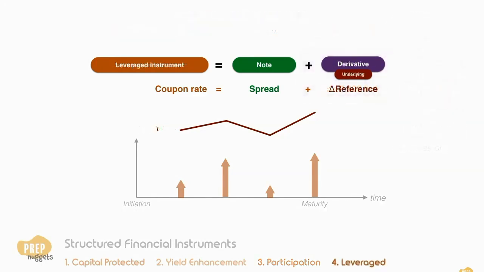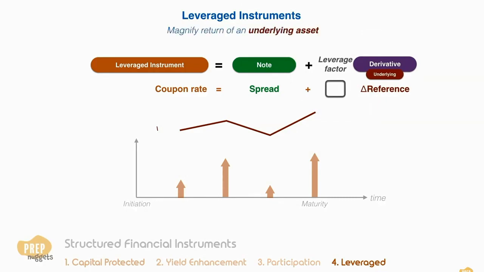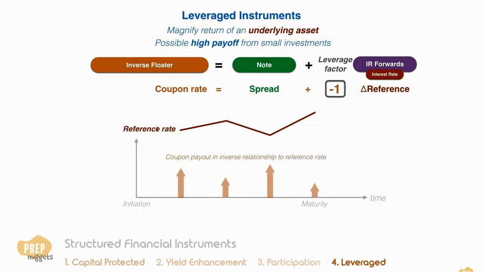And we conclude with the last category, leveraged instruments. Leveraged instruments are very much like participation instruments. The coupon rate adjusts based on the performance of the underlying asset. However, in this case, the returns from the underlying can be magnified by a leverage factor. Leveraged instruments are created to magnify the returns of an underlying asset in order to offer the possibility of high payoffs from small investments. An inverse floater is an example of a leveraged instrument. In the case of an inverse floater, the leverage factor is a negative number. The cash flows move in the opposite direction of changes in the reference rate. So when the reference rate decreases, the coupon payment of an inverse floater increases.